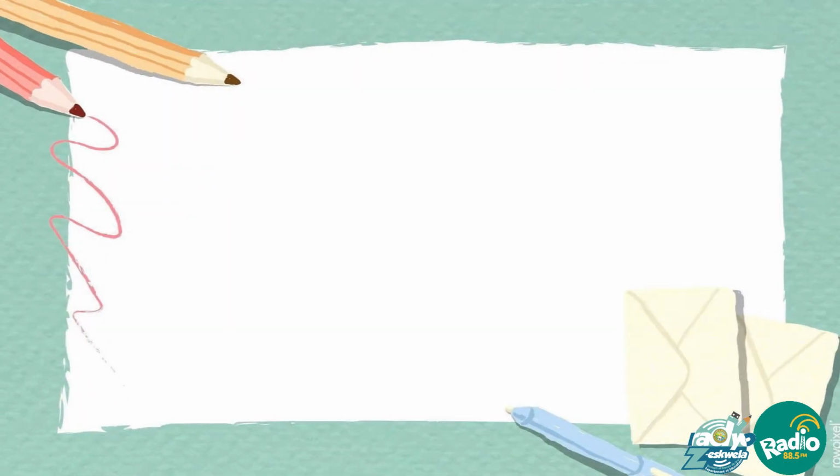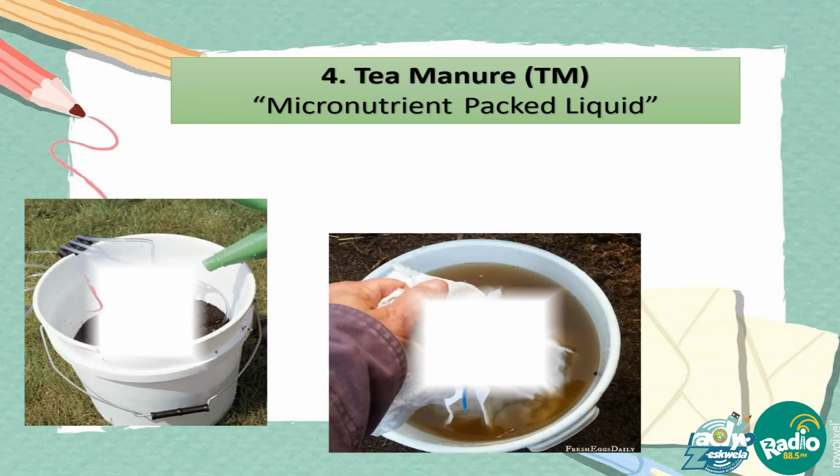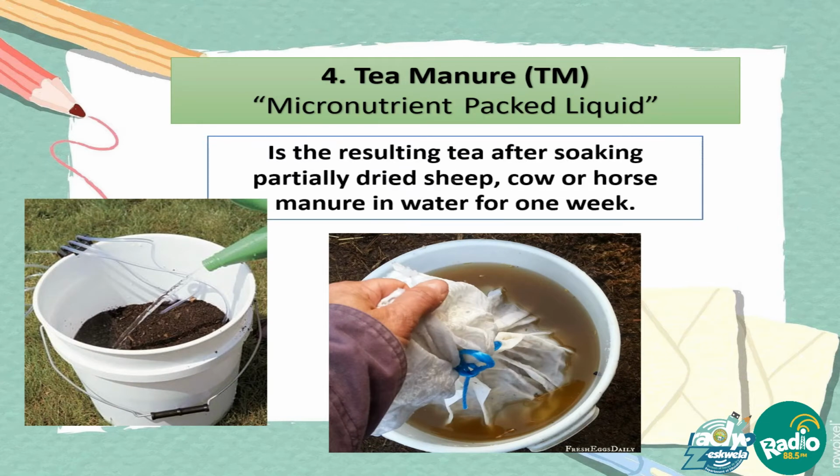The fourth concoction is the tea manure. This is the micronutrient pack liquid. Tea manure is the resulting tea after soaking partially dried sheep, cow, or horse manure in water for 1 week.